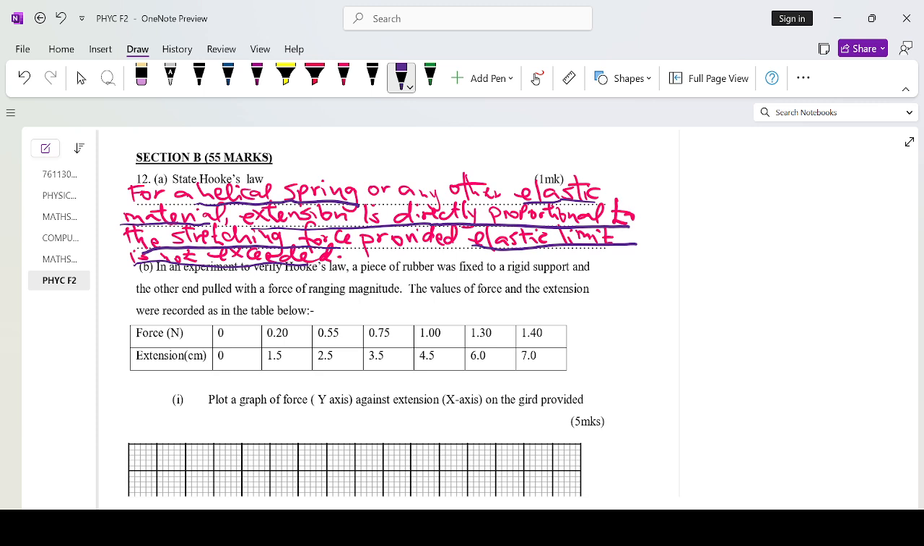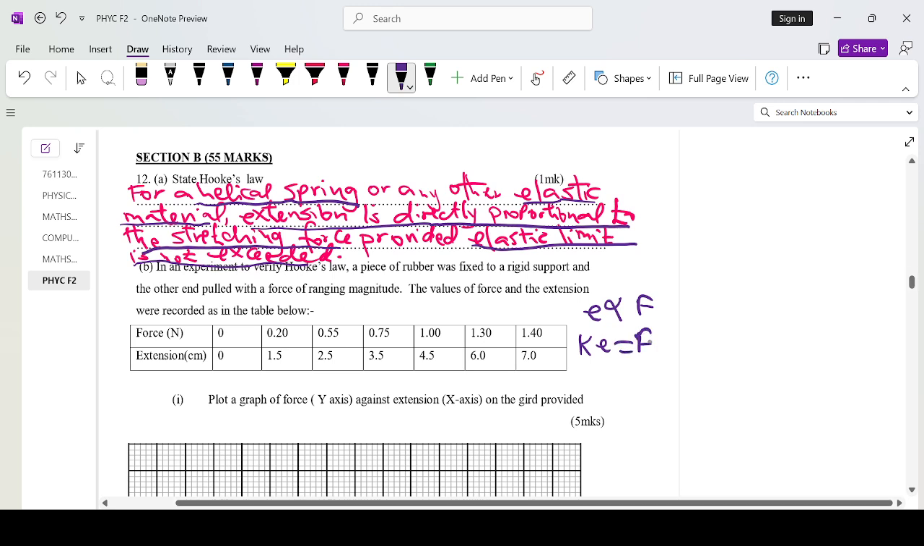Now because you are talking about extension, I've stated my law. I'm just giving some elaborations. Maybe let me put them here. Because I'm talking about extension being directly proportional to the force applied, this can be written as extension e equals k times F, if I introduce a constant there, direct proportionality.